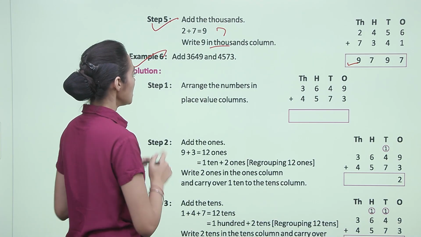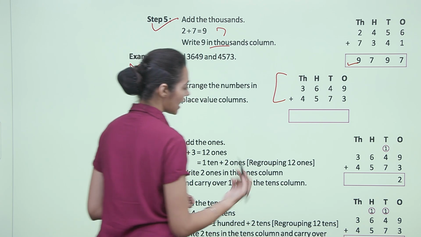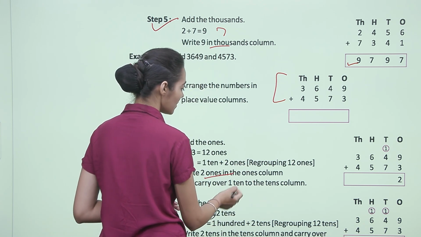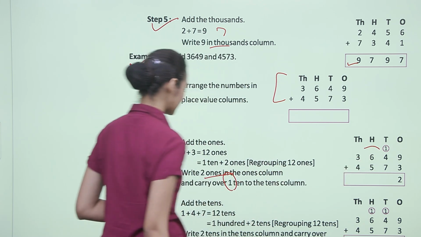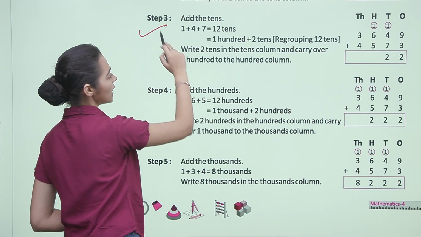Now in example number 6 we have to add these numbers. In the first one we have to arrange them in the place value column like this. After that we will add the ones, and after regrouping we will write 2 in the ones column and 1 is carried over to the tens place. After that in step 3 we will add the tens.